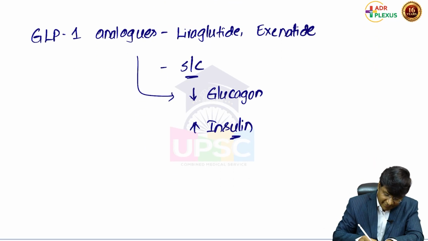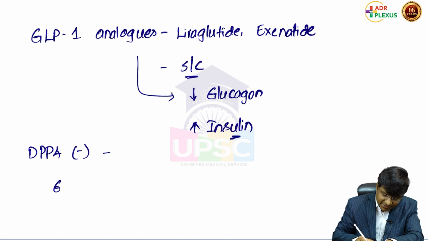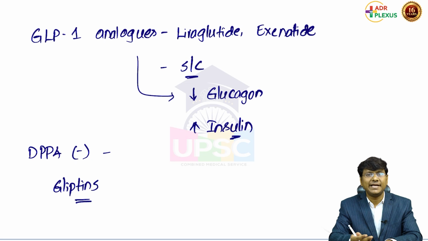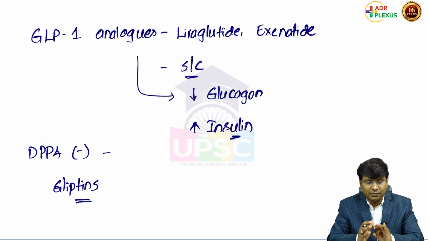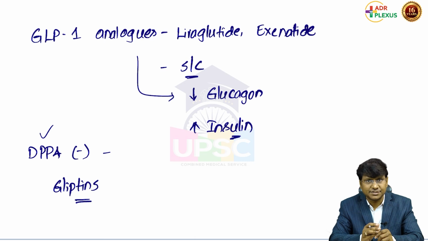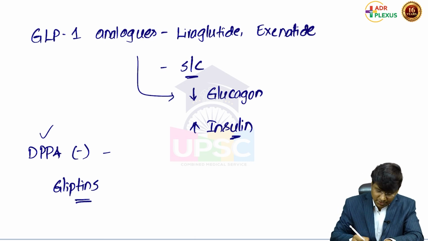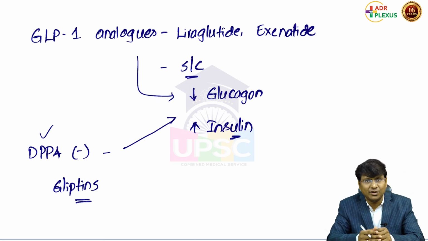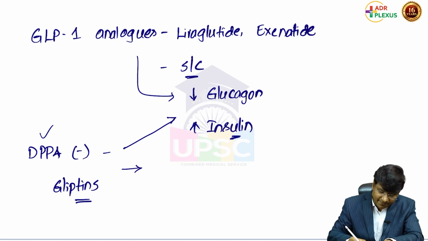And the next important group is the DPP4 inhibitors. Examples of DPP4 inhibitors are the gliptins, and they include sitagliptin, vildagliptin, saxagliptin, right? So these are the examples of the gliptins, that is, DPP4 inhibitors. What they do is the same as the action of the GLP-1 analogs, because DPP-4 inhibitors ultimately increase the levels of GLP-1.